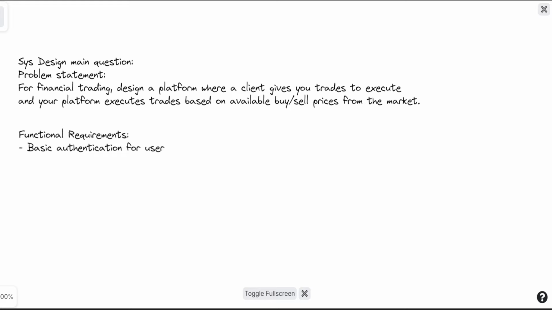Yeah, and that's a really good question. For our purposes today, we won't focus on authentication and security. We'll assume that when we receive what the client gives us, in other words, trade orders, all security and authentication have been completed ahead of time. Sounds good. Okay, so authentication is not in the scope.